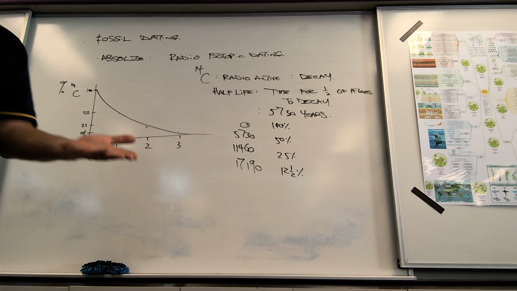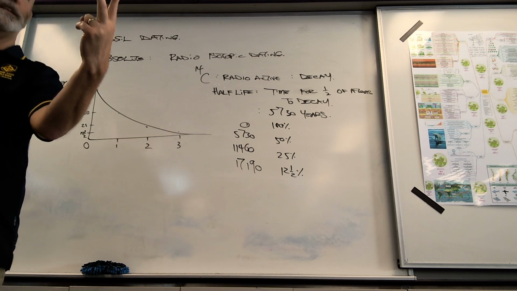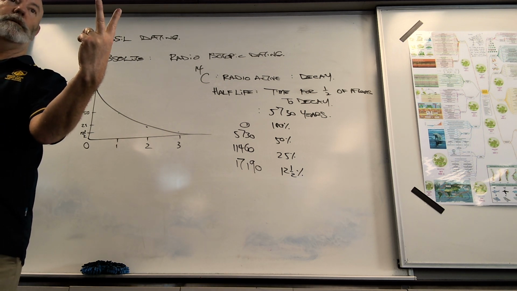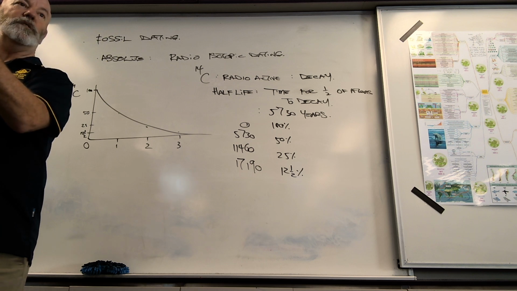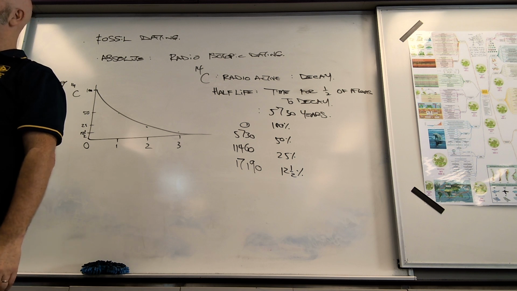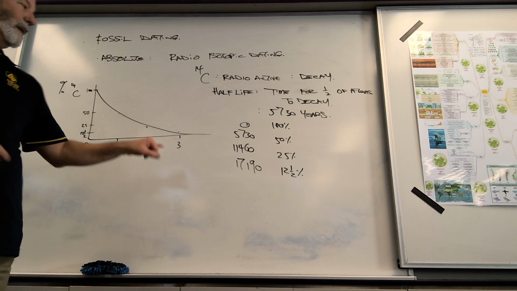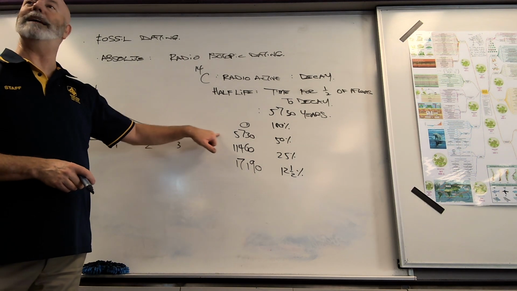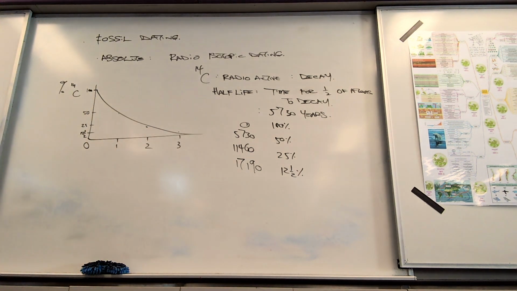What's the limitation? There's a couple of limitations. One, it must be organic, which means it's got to be carbon-based. Two, it's only useful up to 50,000 years. Only good up to 50,000 years, because the error becomes too great down the end here. Okay? All good?